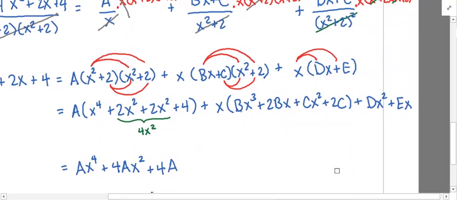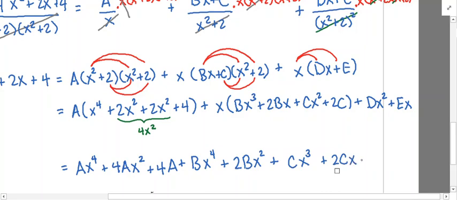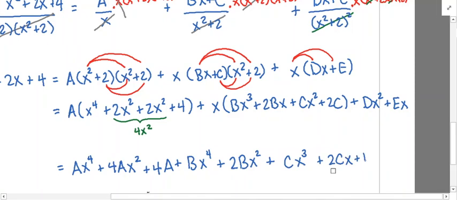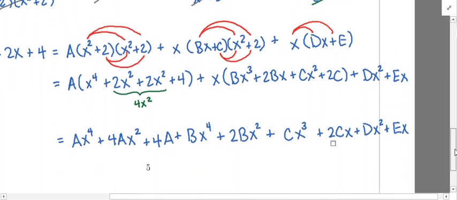I'm going to send the x through. That's going to give me plus bx to the 4th plus 2bx squared plus c times x cubed plus 2 times c times x. And then we have the dx squared and the ex. Okay, so very complicated. You've got to be very careful not to make a mistake here.